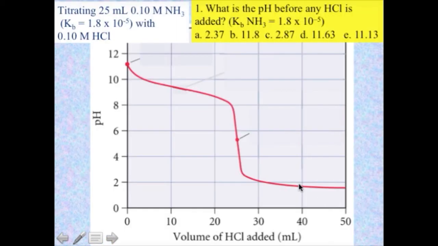Now, of course, we can make a buffer system out of a weak base and its conjugate acid. So let's try doing the calculations in a system like that. Here we're titrating 25 milliliters of 0.1 molar ammonia with a Kb of 1.8 times 10 to the minus 5 with 0.1 molar hydrochloric acid. The first question: what is the pH before any hydrochloric acid solution is added? Go ahead and try it and then come back and we'll discuss it.